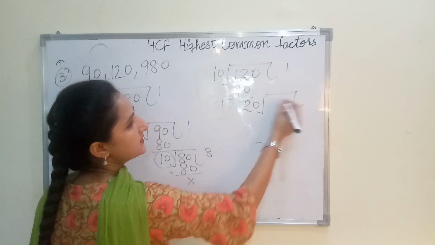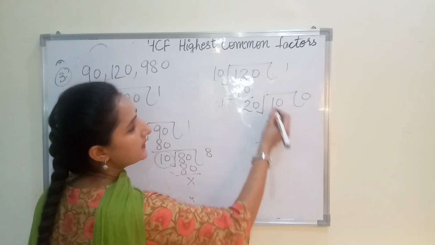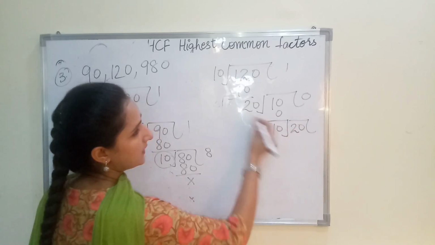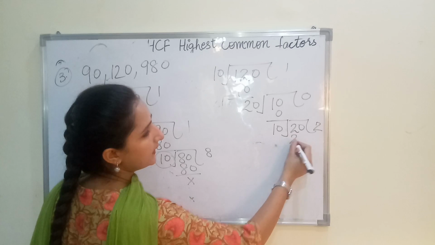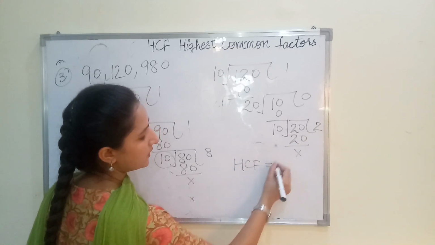ये क्या बन जाता है? Now it becomes dividend. 20 zeros are 0. That is 10, and then 20 आप यूज करेंगे ये वाला. 10 twos are 20. So the HCF is 10.